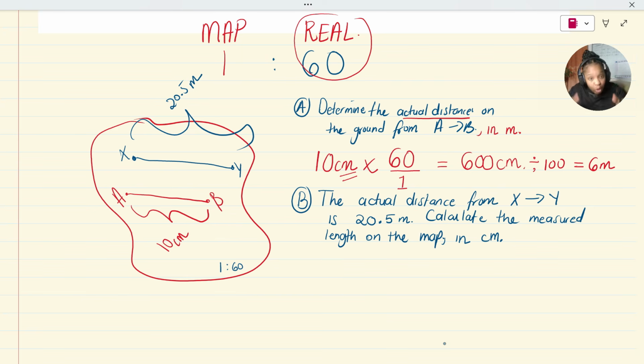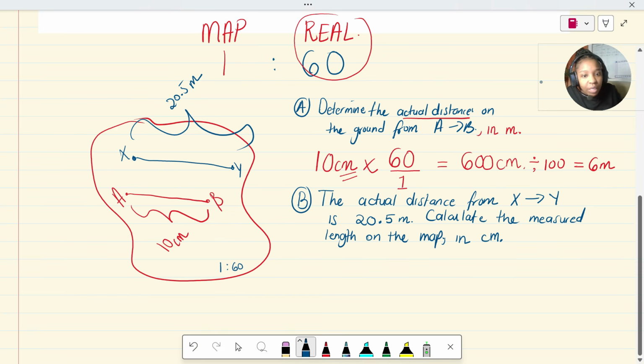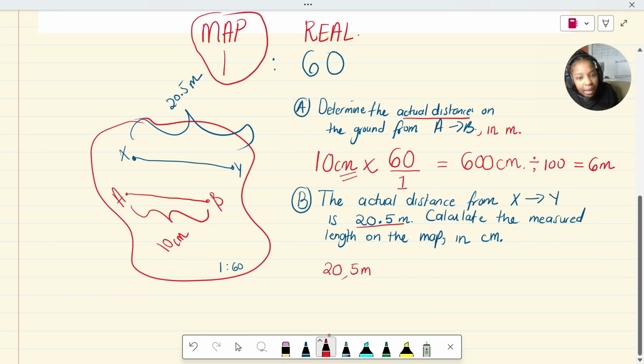So we want the length on the map. That is what we want. What do we need to do in this case? We go back to the scale that is given to us. We're going to take that value of 20.5 meters. Then what do we do? Just multiply by what we want. We want the distance on the map, so you multiply by 1, and you divide by what you have, the other value of 60, because this 20.5 meters is what we have, and that 20.5 represents the distance in real life.